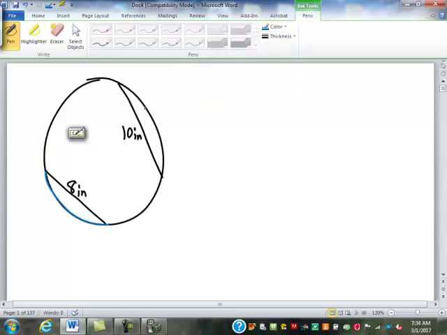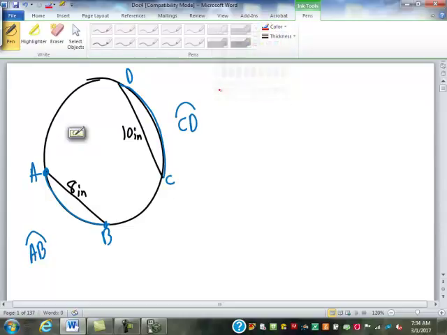What can I say about those two arcs? I'll call that point AB. So this is arc AB is the notation I'm going to use for that. Then I'll call this point C and D. So I'll call that arc CD.